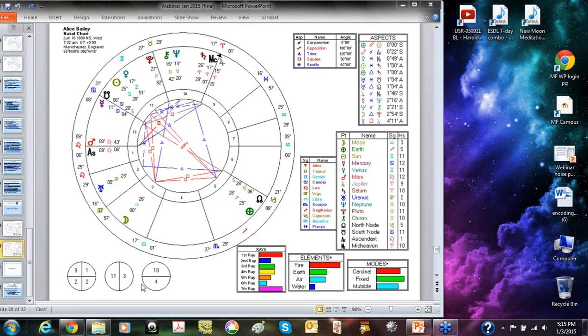And so she was forced, Mars, forced to have to do that. Mars is sitting right on her ascendant, so that so much energy was needed for her to get out of that introverted space, and to be out there in the world. And even though it's in the 12th house, it's still sitting right on her ascendant. So that's an interesting thing to note.